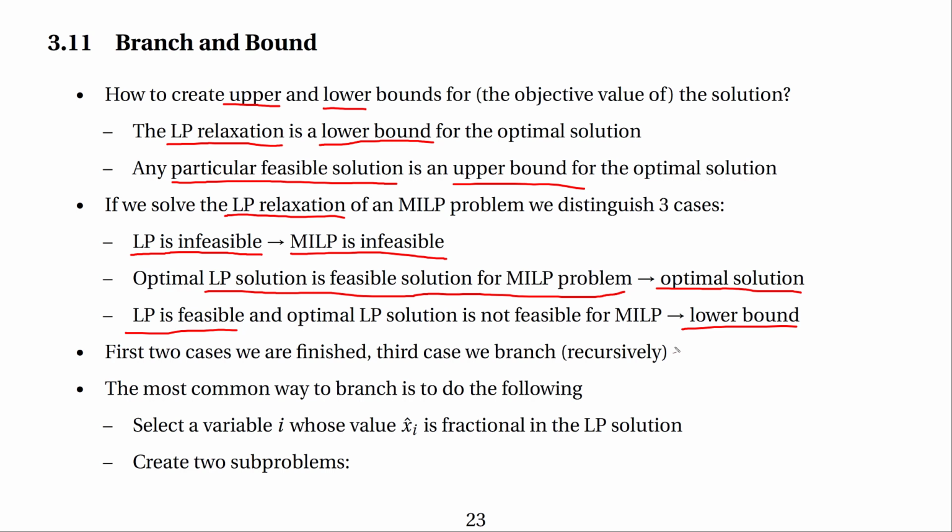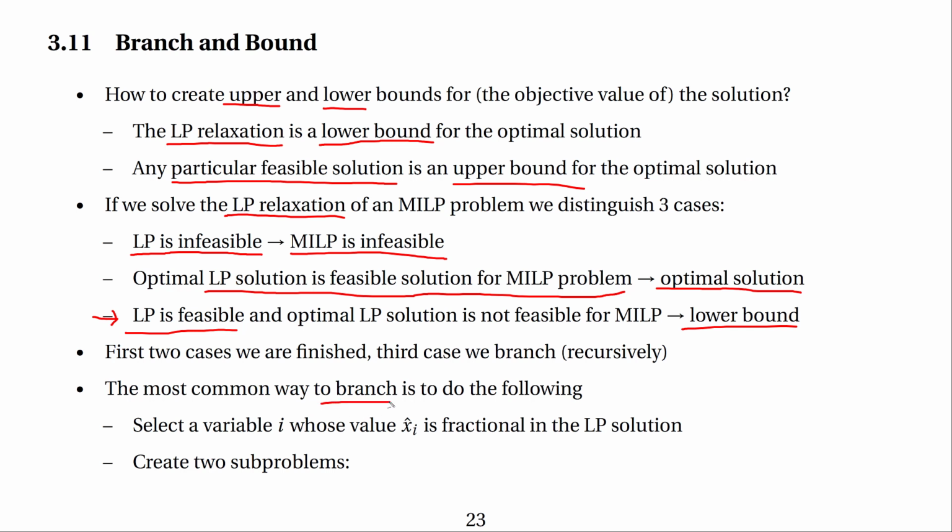So the first two cases tell us basically that we're finished. Either bad luck, no solution, or we have found an optimal solution. When we start out, or most of the time, we would expect that the third case is the dominant case. That is, we found a lower bound, but it's not the optimal solution to the integer program. And this case is something that we would like to break down into two simpler problems. So how can we now branch on this third case recursively?